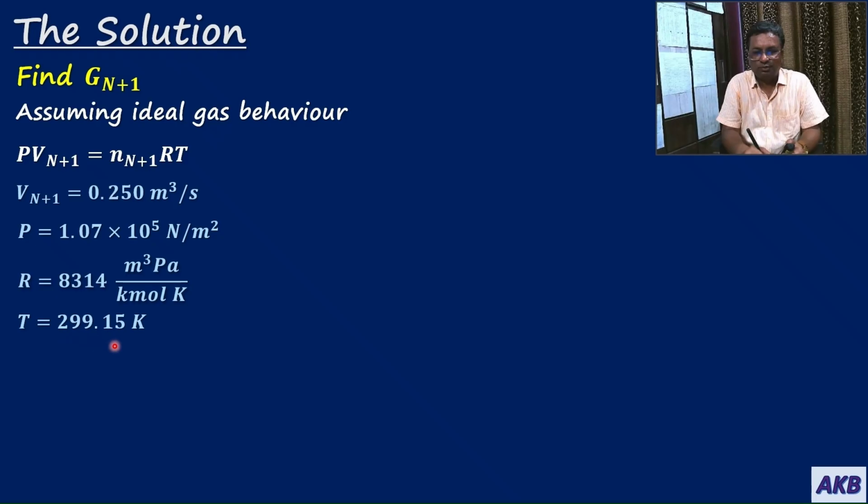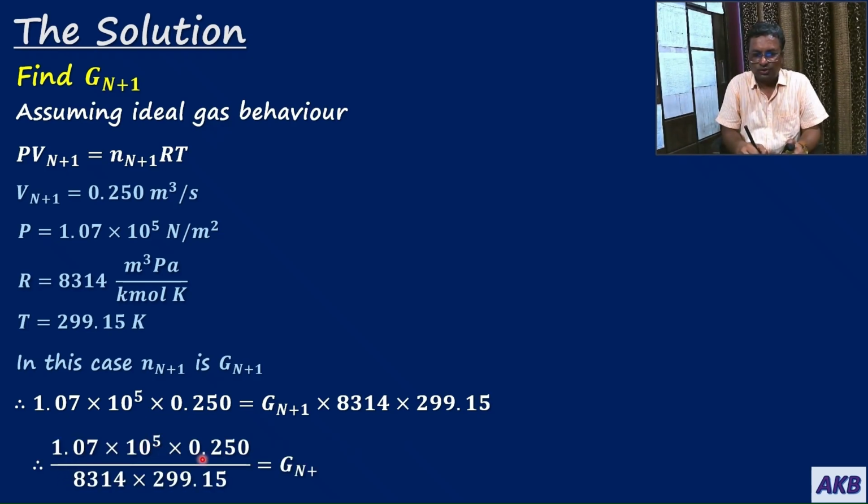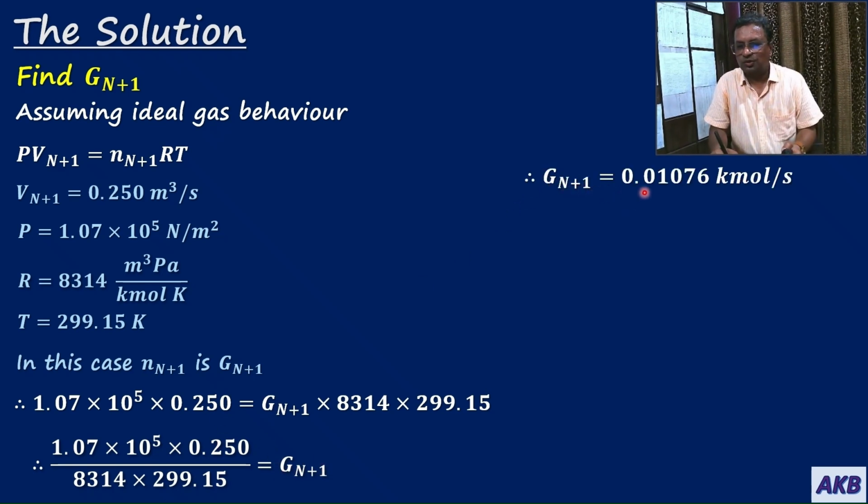Then temperature is 299.15 Kelvin, that is given to us. So in this case, as I said earlier, Gn plus 1 is what we are going to get. Therefore, if you use the given values, it will be 1.07 into 10 to the power 5 into 0.250, that is equal to Gn plus 1 into 8314 into 299.15. That is 1.07 into 10 to the power 5 into 0.250 divided by 8314 into 299.15, that is equal to Gn plus 1. And if you solve this, Gn plus 1 will be equal to 0.01076, and now it is kilomole per second. So in this way we get Gn plus 1.